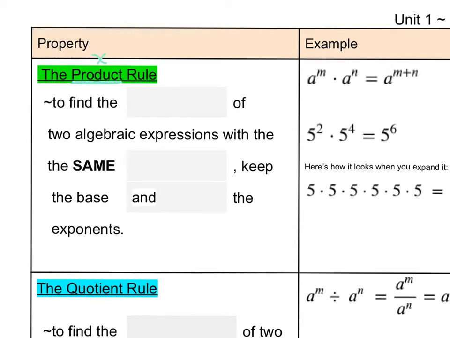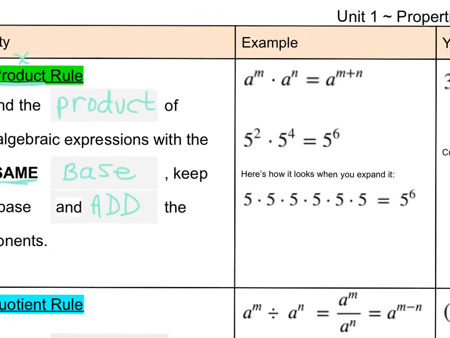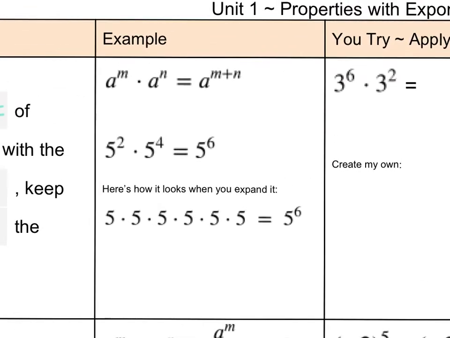So let's fill in our little spots here. It says to find the product of two algebraic expressions with the same base, you're going to keep the base and add the exponents. Okay, so we're looking for a multiplication problem with the same base. So fill in those words. And let's take a look at our first example.